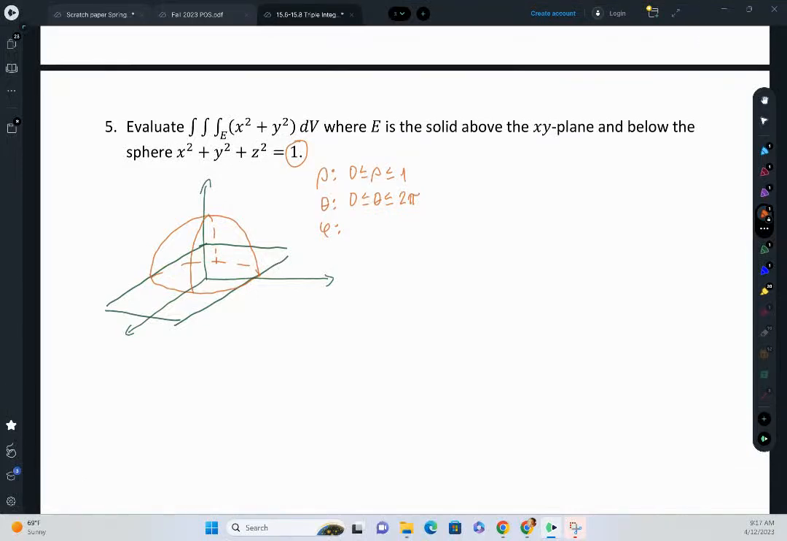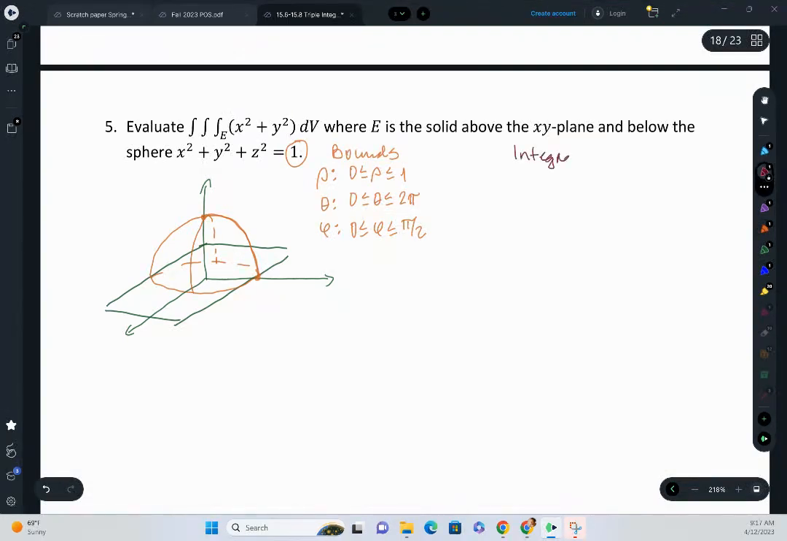Now, because it's just the upper half of the sphere, so the upper hemisphere, that tells me that phi, remember, makes a positive angle with the positive z-axis. So I have to imagine starting on the z-axis and sweeping down to the y-axis, that's a whole pi over 2 radians. So phi goes from 0 up to pi over 2. All right, so that takes care of my bounds. That really wasn't bad. Now we need to deal with the integrand.